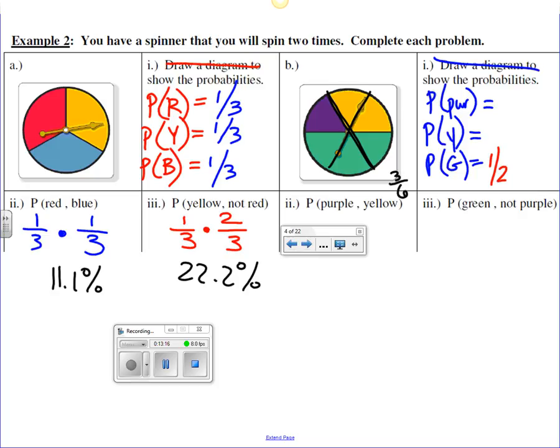Okay. So purple is how many slices? 1 out of how many? 6. So purple is 1/6. I think that's the easiest way. Now yellow is how many slices? 2 out of 6, and that one reduces to 1/3. You can do it in your calculator: 2 divided by 6, math, enter, and it'll reduce it for you. Okay.